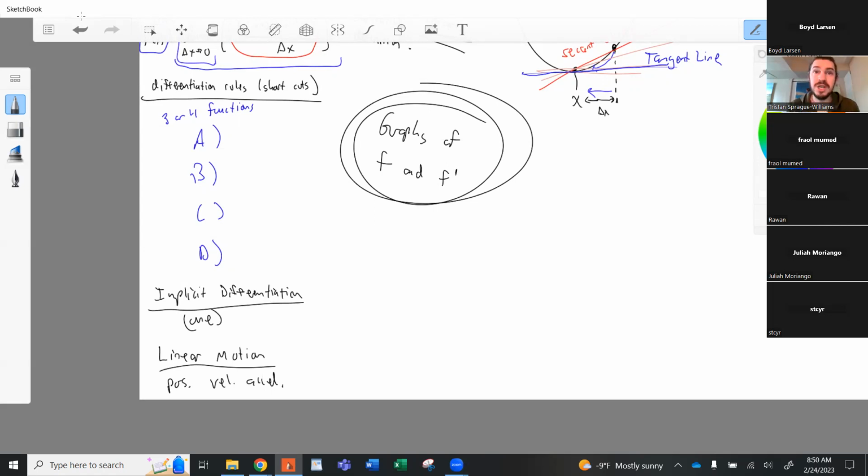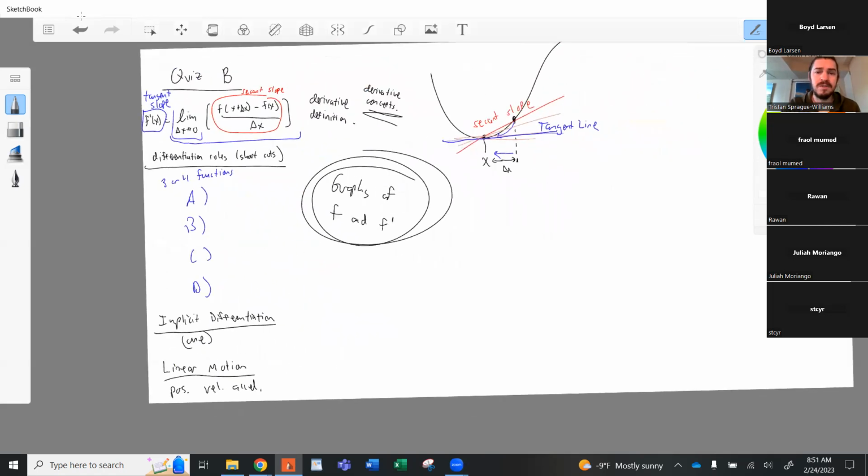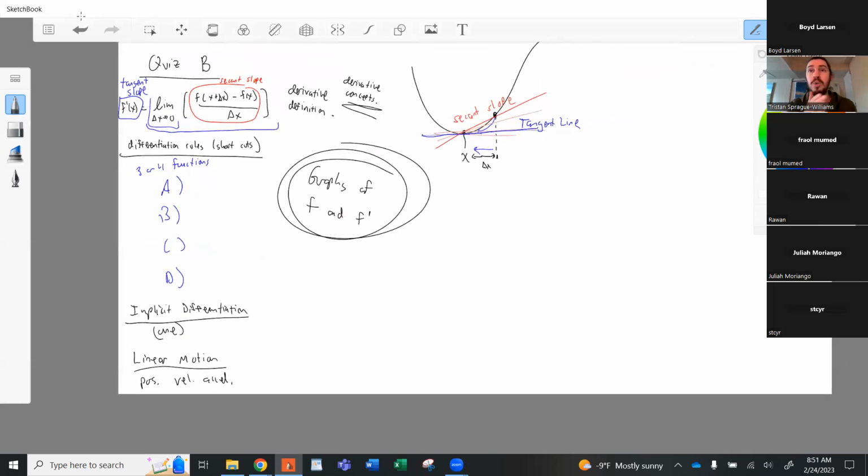I think that's pretty much it for chapter 3 topics. Logarithmic differentiation won't be on there, but the derivative of a logarithm could be on there. Okay, the other thing I'll say I won't put on the quiz is inverse trig functions. Okay.